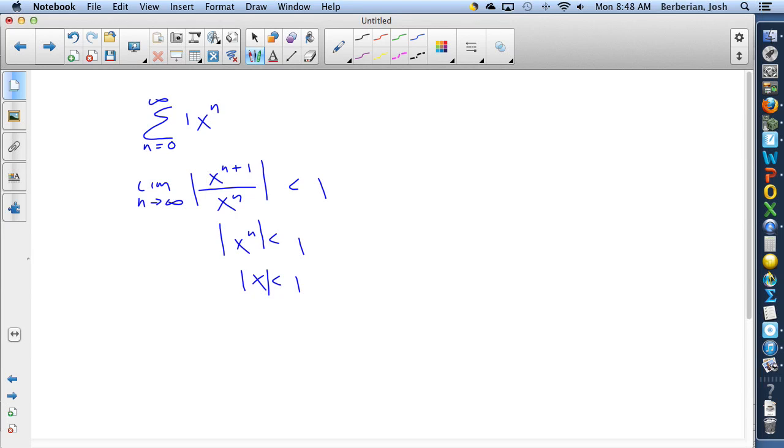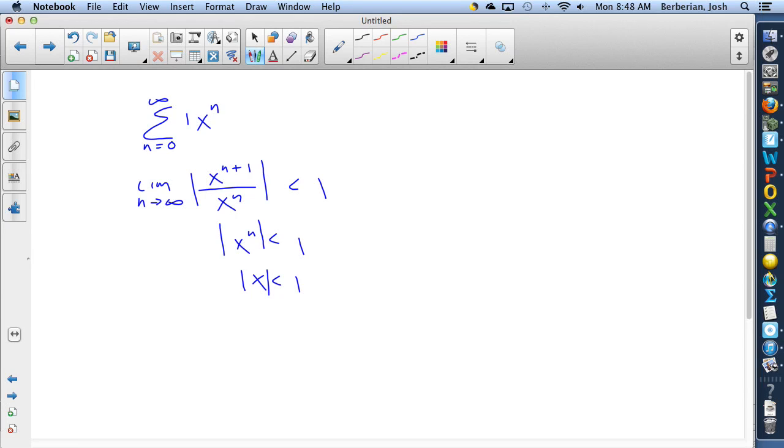We know with the geometric series, if x is equal to 1, it's just going to be 1 plus 1 plus 1 plus 1. That's going to diverge. We also know if x is negative 1, it's going to be negative 1 plus 1, negative 1 plus 1, negative 1 plus 1, and that's going to diverge too. So the ratio test is really bad at telling you endpoint behavior, but it's great at telling you if you have an interval.